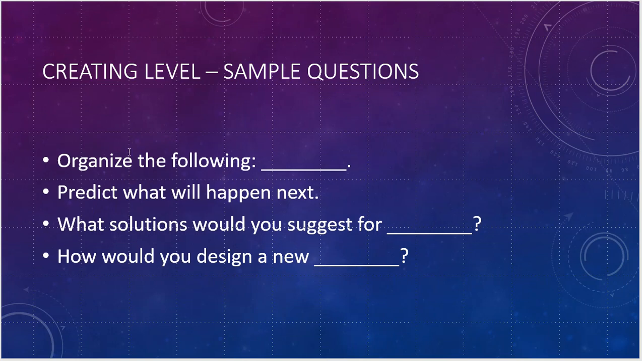Now, when we say organize the following, this isn't something that has a particular order and can only be organized in one way. This is where something can be organized in multiple ways, and you're asking the students to use their thought process to say how they would organize it, and then they can tell about that organization and why it works that way.